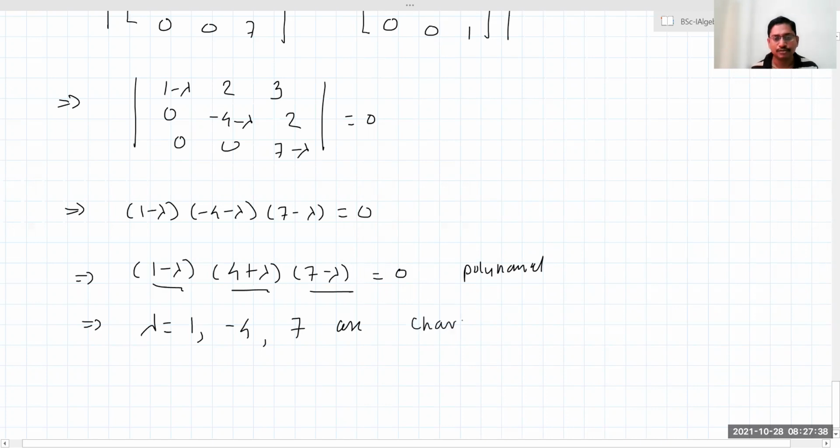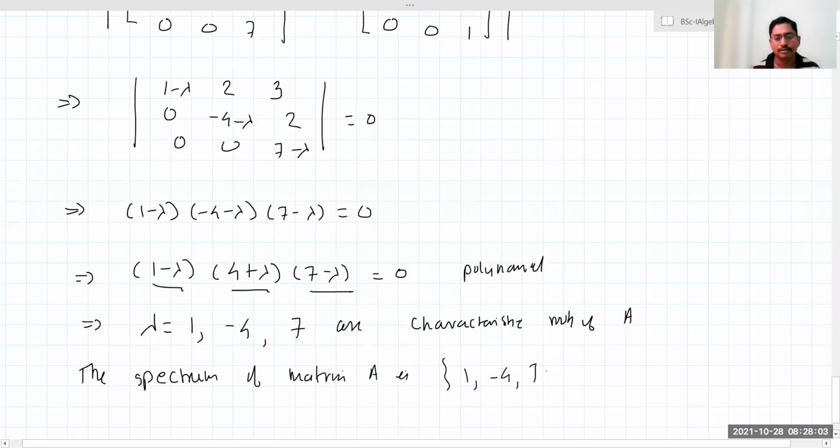Are the characteristic roots of matrix A. And the spectrum of the matrix A is the set. The repeated root, we don't write it again, this thing. The spectrum of matrix A is 1, minus 4, 7. You can write in any order, this is a set. If elements are repeated in the set, we don't write the repeat. If eigenvalues are 1, 1, 7, then 1 you have to write only once. That's it.